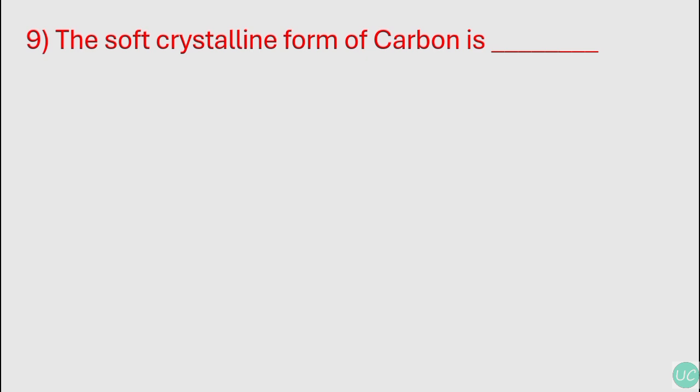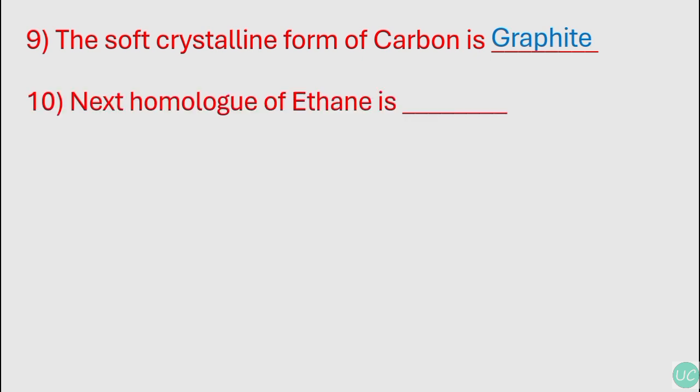Okay, from here onwards we will discuss a few fill in the blank questions. Now, the soft crystalline form of carbon is graphite. Next, the homologue of ethane: in the homologous series of alkanes, after ethane comes propane.